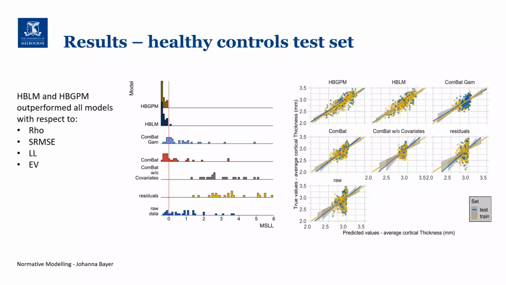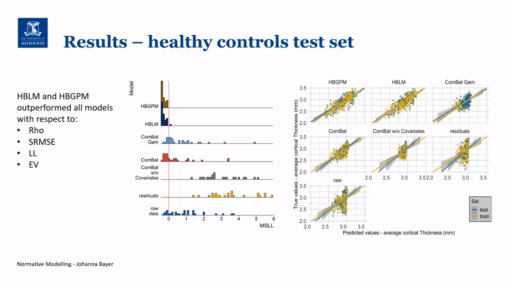To summarize, my models outperformed all other comparison models on these linear comparison methods. And then the more interesting ones are the variance comparison methods. The mean standardized log loss basically tells you whether the prediction that you get from your model predicts the data better than the mean of your training set. Lower values are better, and especially values below 0 are better.